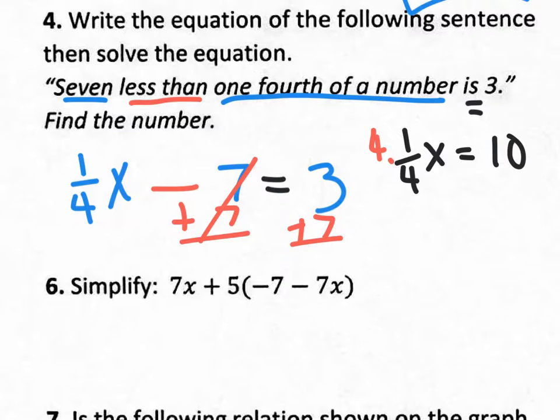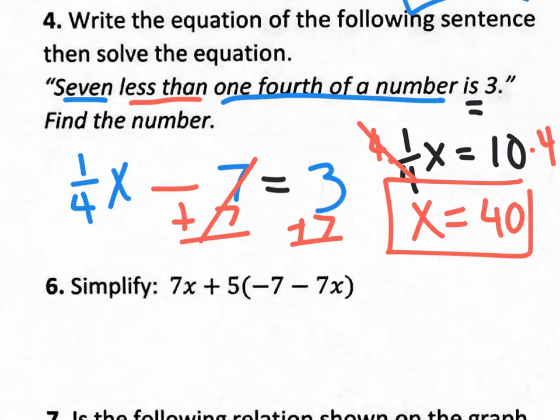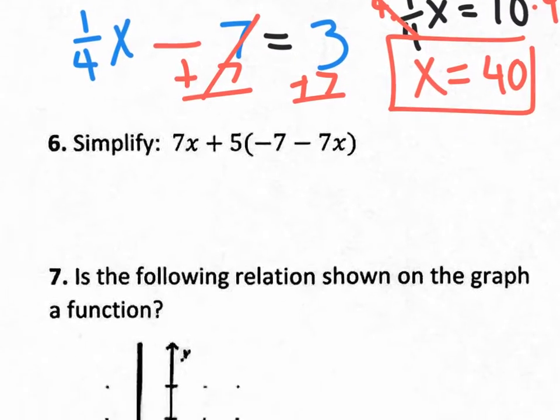Times 4, that's right. And times 4 cancels out. X equals 40. That's how old I am. That's right, I'm getting old. 40. Moving on to number 6.